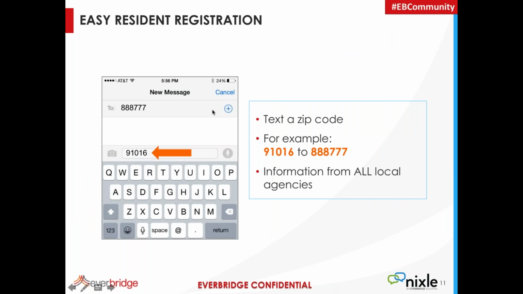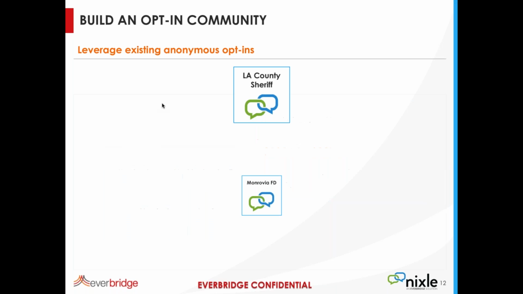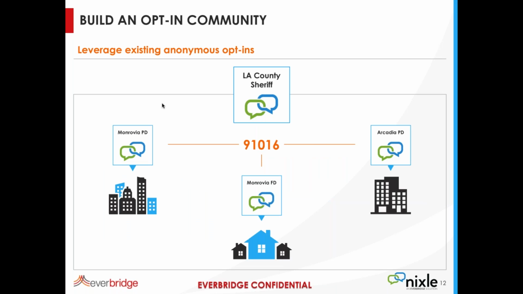So what does that look like? 888-777 is the Nixle dedicated shortcode. It really just acts as a phone number. It's a 6-digit phone number. Now, if residents send their zip code to 888-777, they're signing up for all of the agencies in their neighborhood, in their zip code. So from a resident's perspective, very, very simple concept, right? You just send your zip code to 888-777, and then once you do that, you're actually not just receiving messages from one agency. You are going to be receiving messages from all of the agencies that service that zip code.